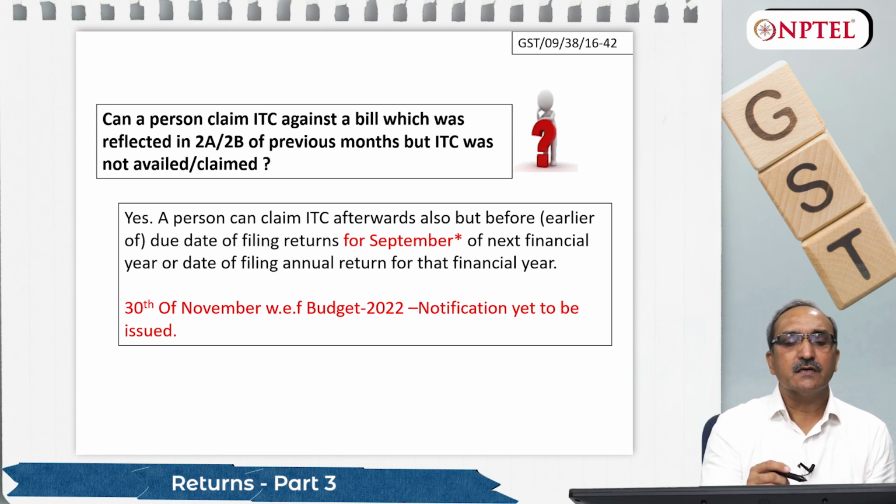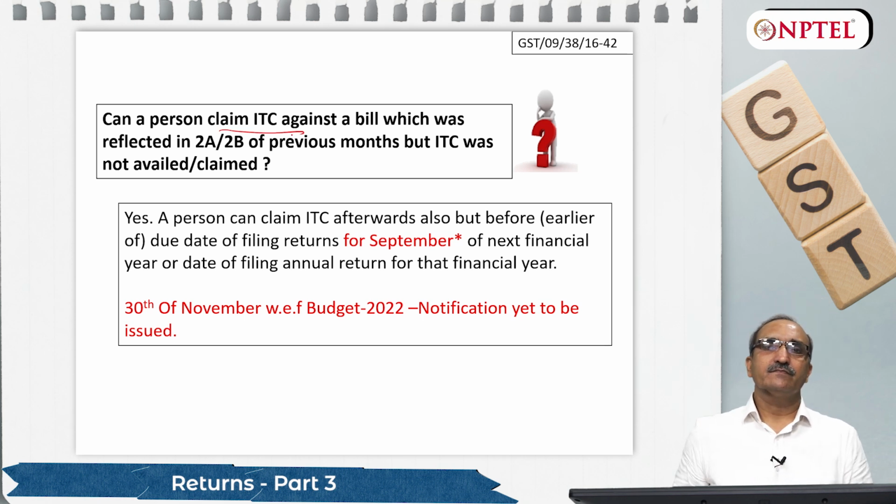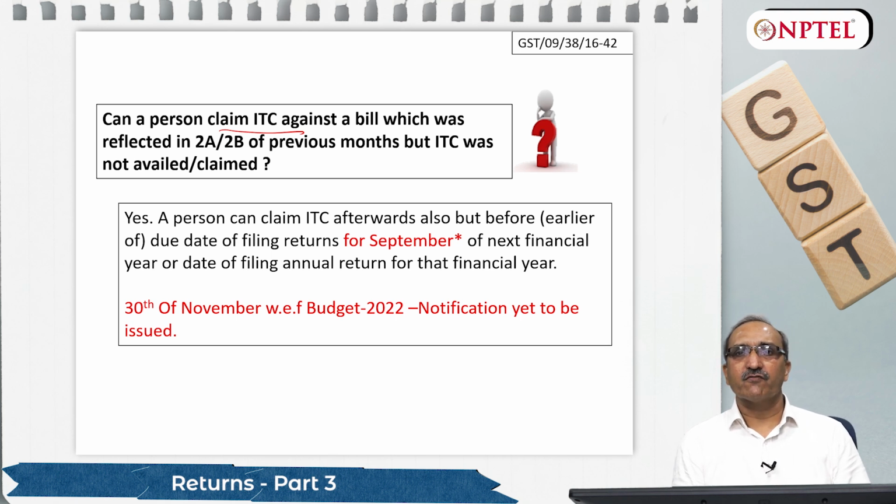So the question is, can a person claim ITC against a bill which was reflected in 2A or 2B of the previous month, but ITC was not availed or claimed? The answer is yes. A person can claim ITC afterwards also, but before 30th of November of the next year.